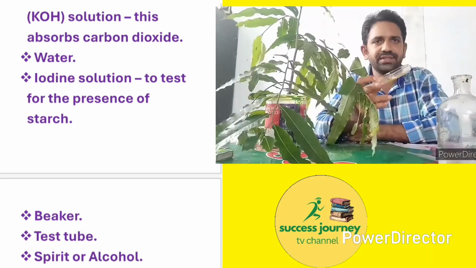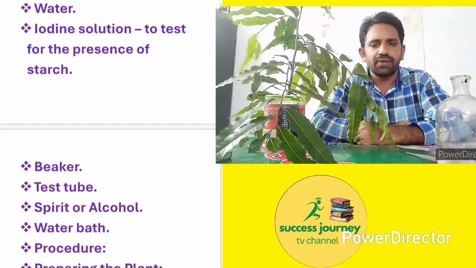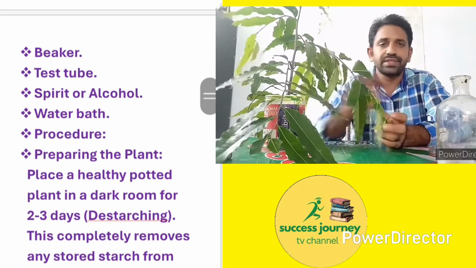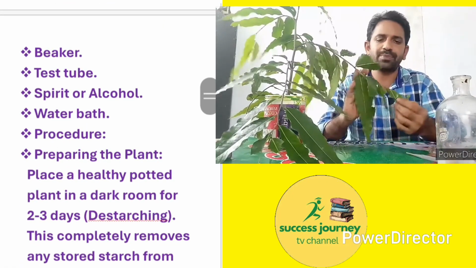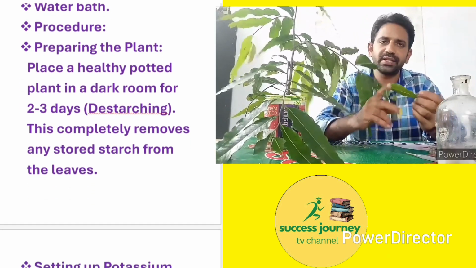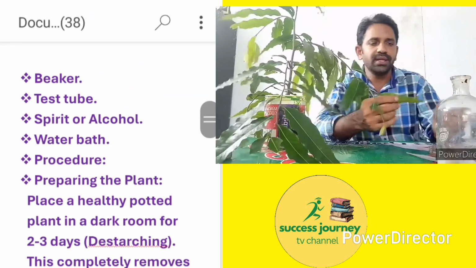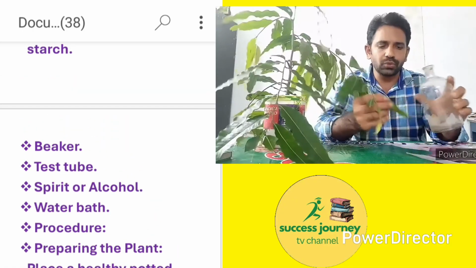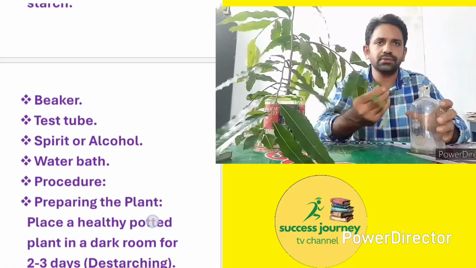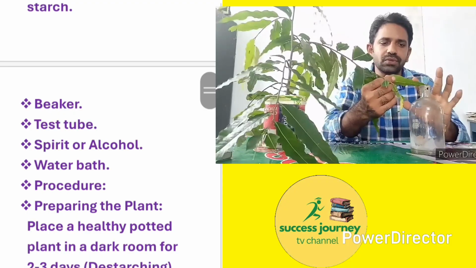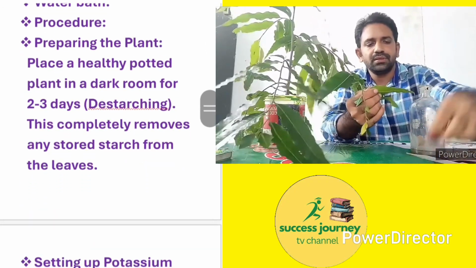Next, water and iodine solution to test for the presence of starch, and a beaker, a test tube, spirit, alcohol, and a water bath. So these are the materials required for Moll's half-leaf experiment. The materials which are used in the test for the presence of starch are also used in this experiment. So next, the procedure.